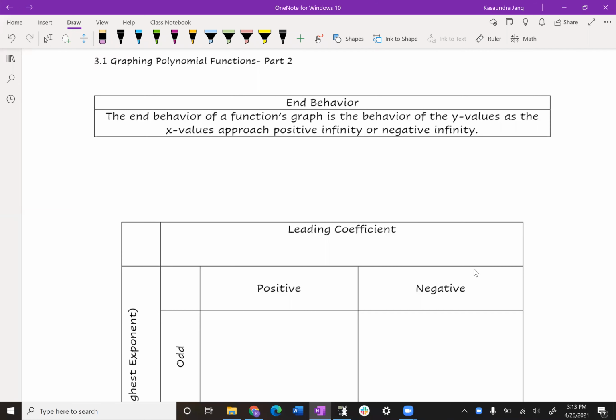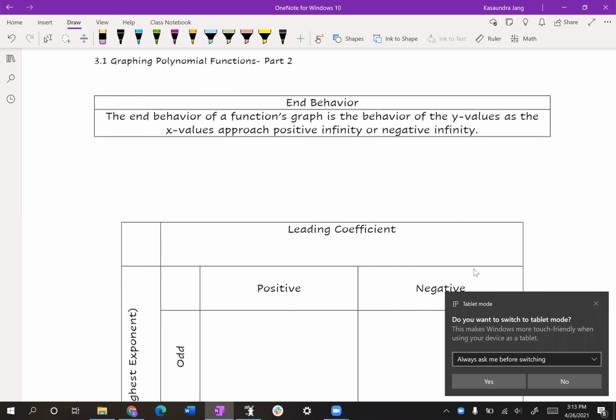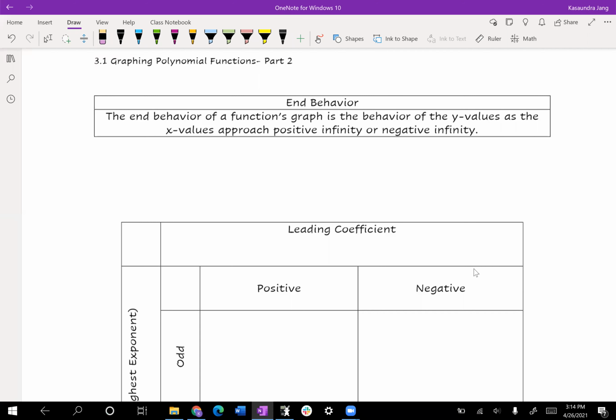All right, hey guys, let's take a look at 1.3 part 2. So we're looking at end behavior. The end behavior of a function's graph is the behavior of the y values as the x values approach positive infinity or negative infinity. All right, so let's see visually what that means.